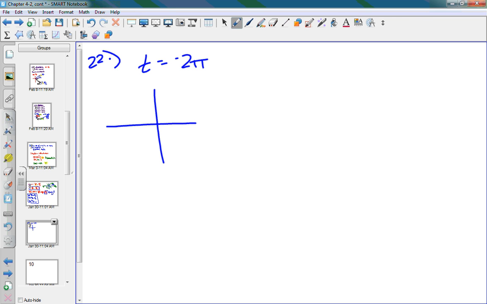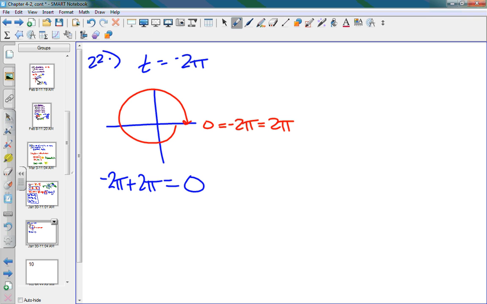Guys, if I'm at 0 and I'm going to go negative 2 pi, I'm opening up this direction, a whole revolution. Negative 2 pi is the same thing as 2 pi, which is the same thing as 0, right? If your brain needs to see it this way, negative 2 pi plus 2 pi is going to give you 0. So 0 degrees. I need that point right here. That's going to be the point 1, 0.